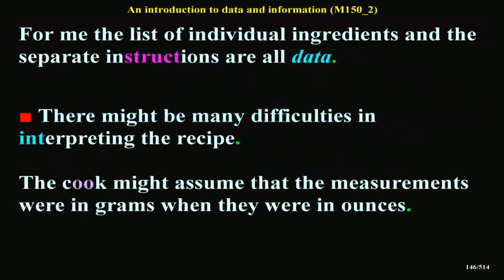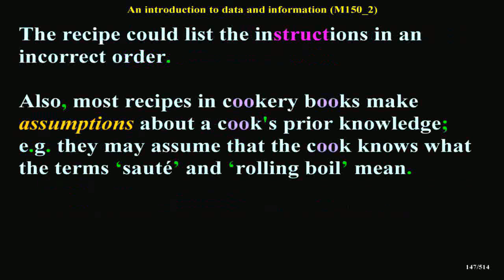The cook might assume that the measurements were in grams when they were in ounces. The recipe could list the instructions in an incorrect order. Also, most recipes in cookery books make assumptions about a cook's prior knowledge. E.g., they may assume that the cook knows what the terms salt and rolling boil mean.